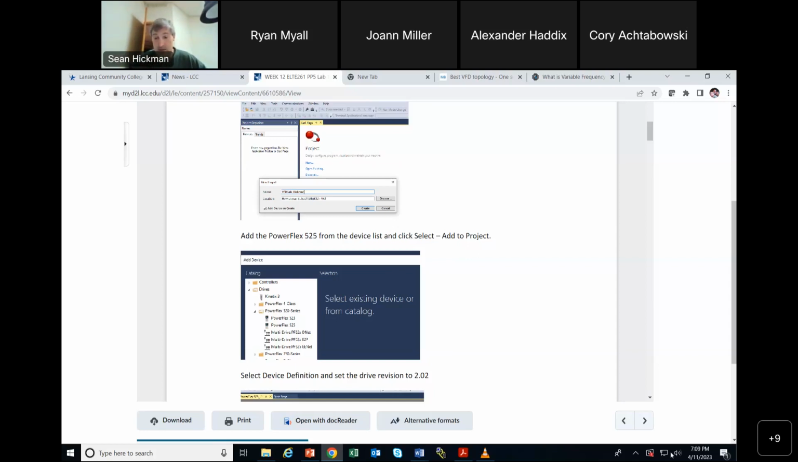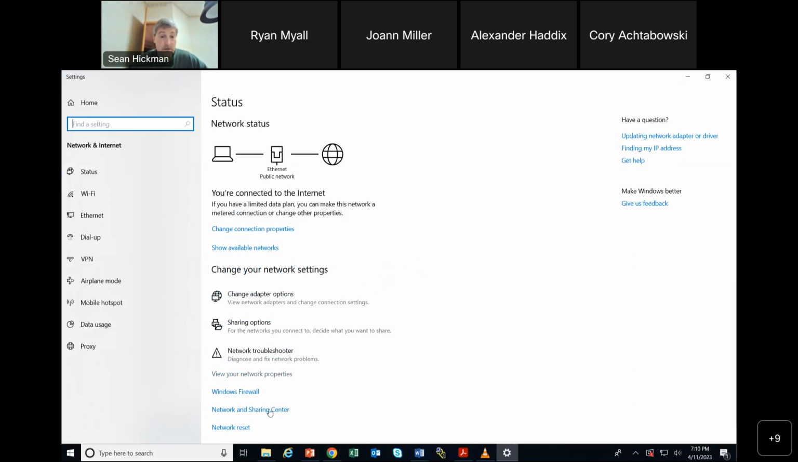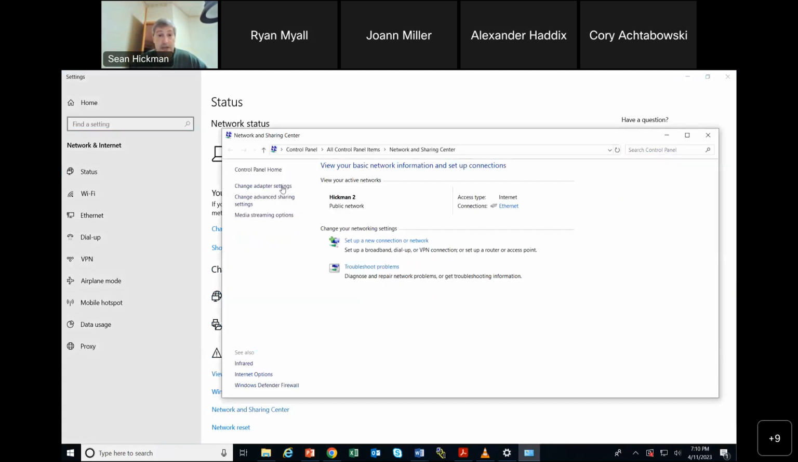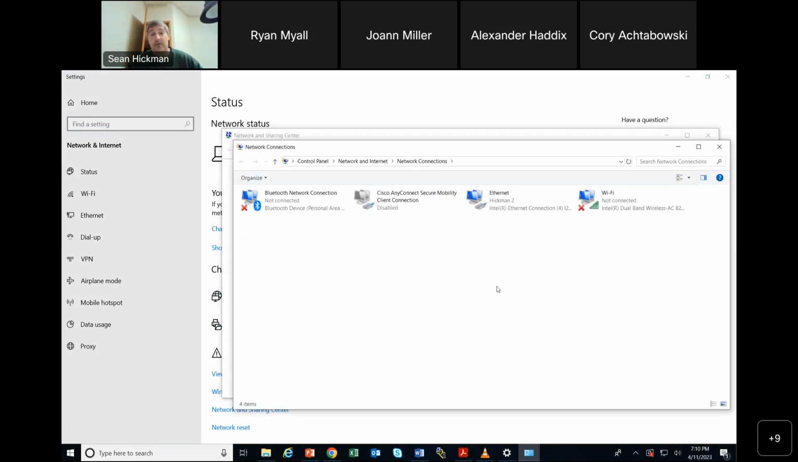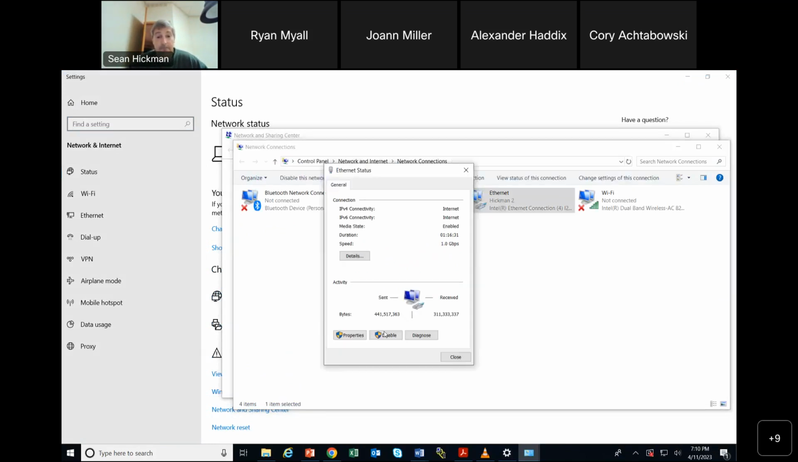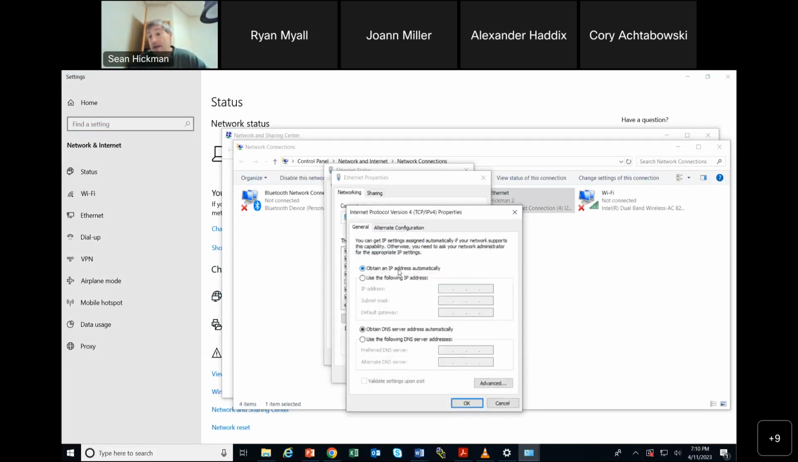The big thing that we did here was I opened my network and internet sharing, and I go to Network Sharing Center, click Change adapter settings. Here are my adapters, and what am I plugged into? I'm plugged in right here. I go to my properties, TCP/IPv4. This is obtaining an IP address automatically, because that's what I'm plugged into.